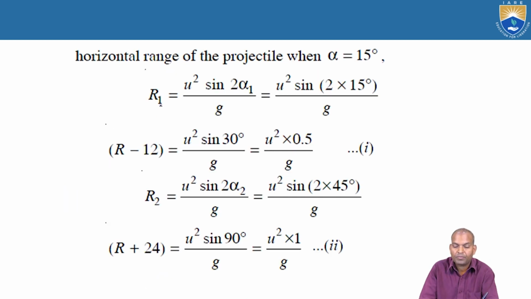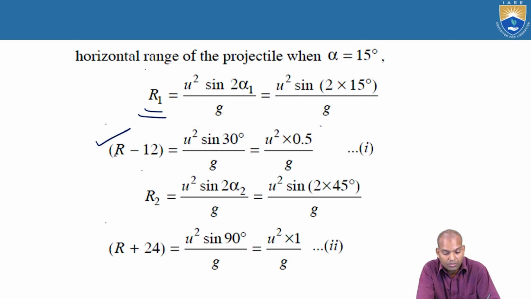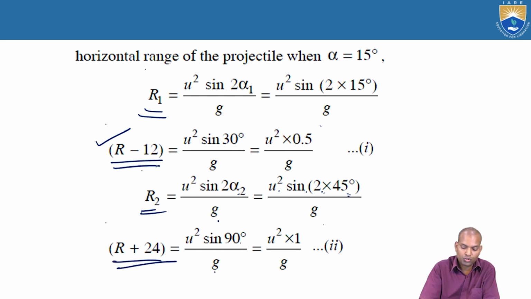Let us see: R1 equals u square sine 2 alpha 1 by g, that is u square sine of 2 times 15 degrees, sine 30 degrees, by g, and R1 becomes R minus 12. Next R2 equals u square sine 2 alpha 2 by g, with 2 times 45 degrees, sine 90 degrees, equal to 1. So that is R plus 24, and this is R minus 12.